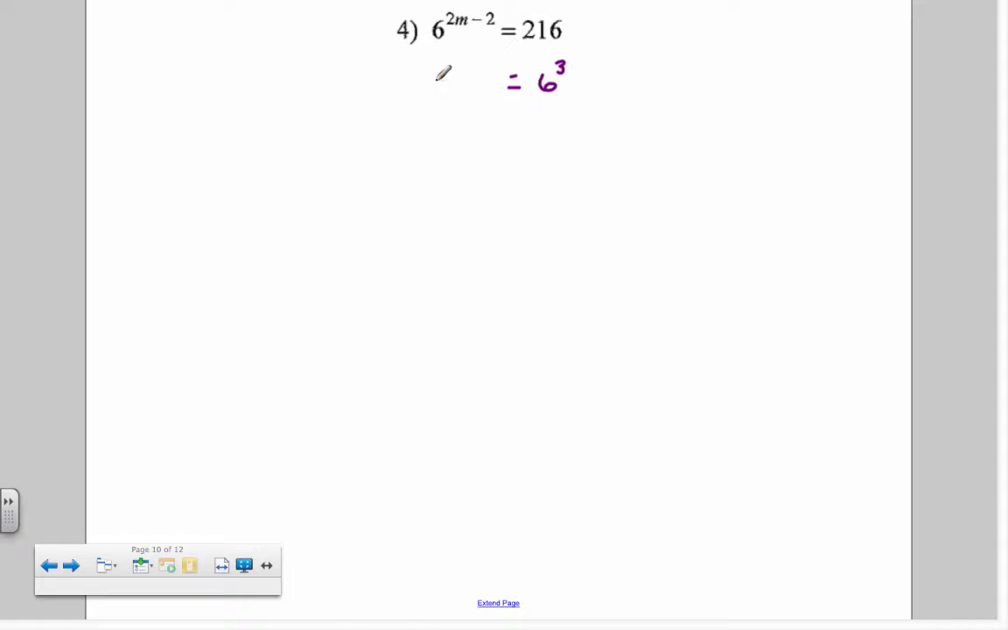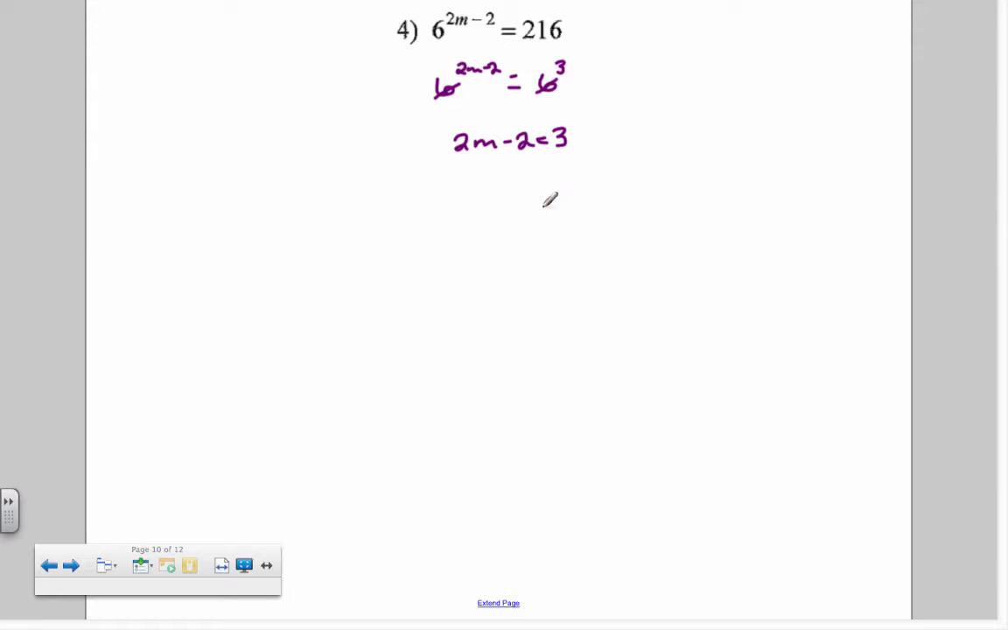So I'm going to go ahead and rewrite this on this side. This won't change. 6 to the 2m minus 2 power. And now both sides have a base of 6 with the powers being different. But if the bases are the same and the powers are different, but they are equal expressions, that must mean that the exponents equal each other. They're equivalent. So what I can do is drop the base and rewrite this as 2m minus 2 equals 3.